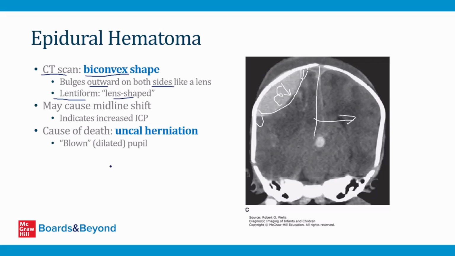And then the usual cause of death when patients have a large epidural hematoma is that they develop an uncal herniation, which I talk about in the video on herniation syndromes. But in an uncal herniation, part of the temporal lobe herniates and compresses the brainstem. This will cause the pupil on the side where there's a herniation to become dilated. This is described as a blown pupil. So someone who has head trauma and has evidence of epidural bleeding like this and then develops a dilated pupil on one side, that is an ominous finding. That means that they are likely to die very soon from uncal herniation.